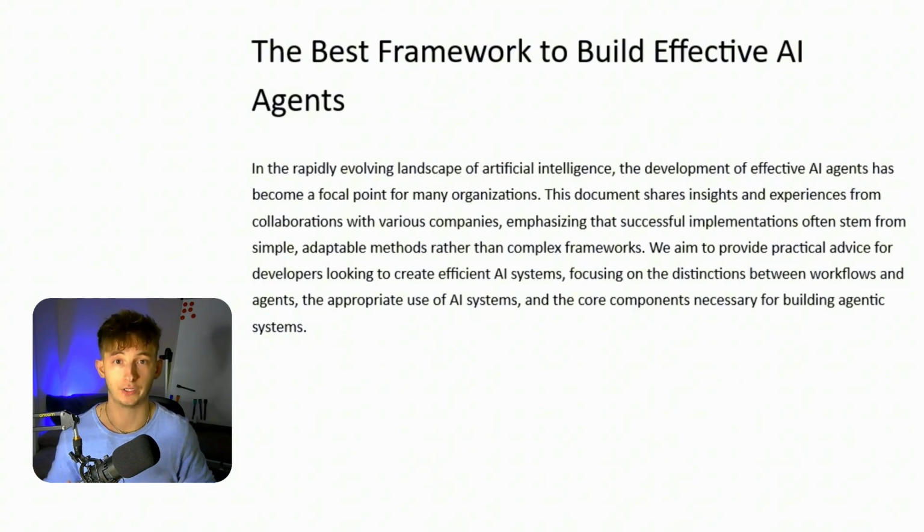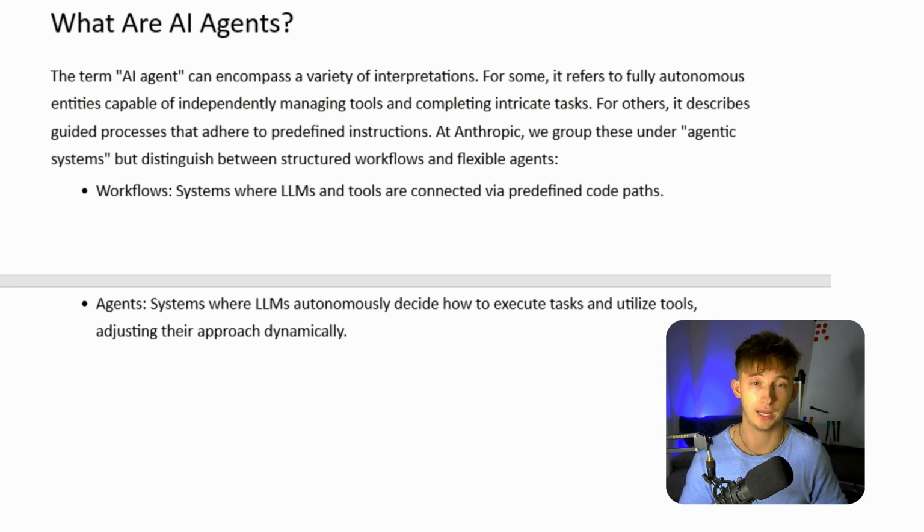Now, let's start off with the foundational question. What exactly are AI agents? This is a very controversial topic, if you haven't noticed already. But at their core, AI agents are essentially just systems powered by large language models that can make decisions and perform tasks. What this really boils down to is that not all agents are created equally.